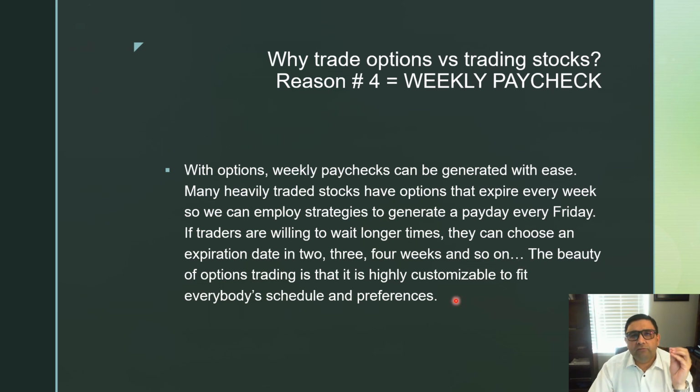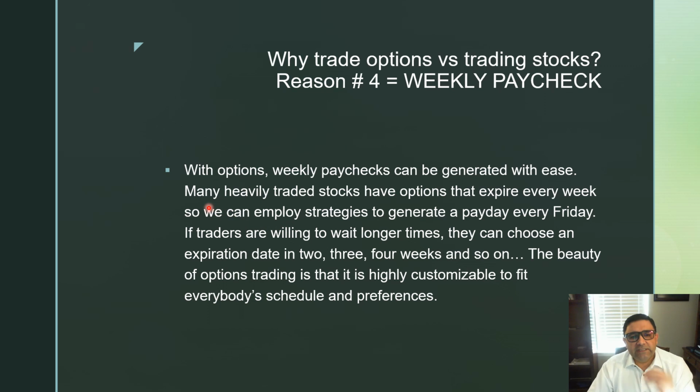Okay, number 4, with options you can generate a weekly paycheck, and you can also generate a monthly paycheck. You can choose the duration that you want to trade your options, and you can choose multiple durations. You can trade some options for a week, some for 2 weeks, 3 weeks, 4 weeks, even 2 months, 3 months. So you can even ladder them. You can have some options that give you a weekly paycheck, some a little bit longer. Most of my option strategies utilize a weekly paycheck.